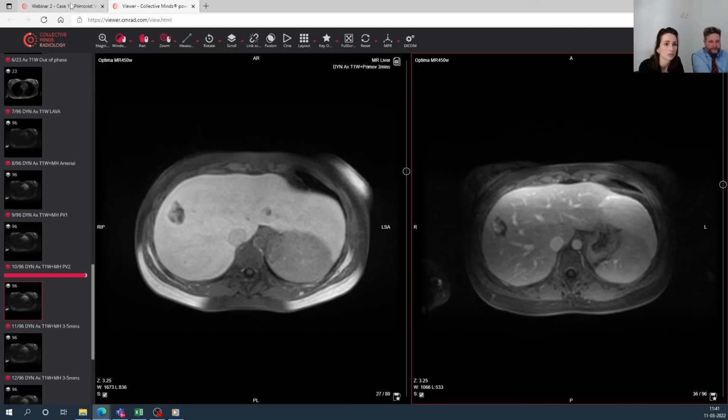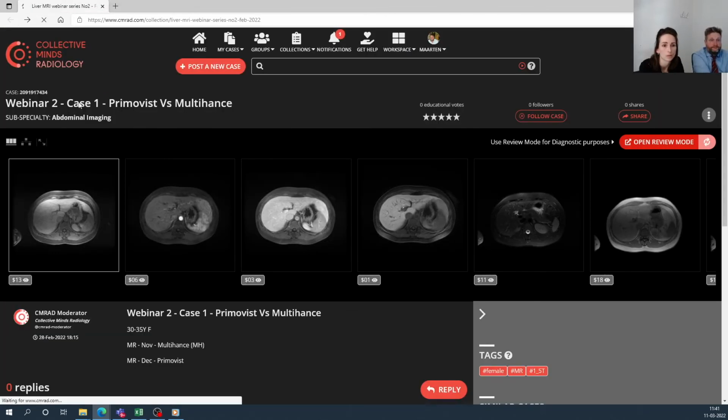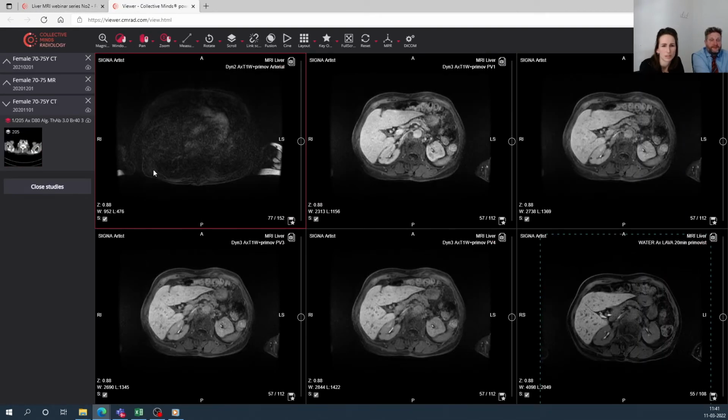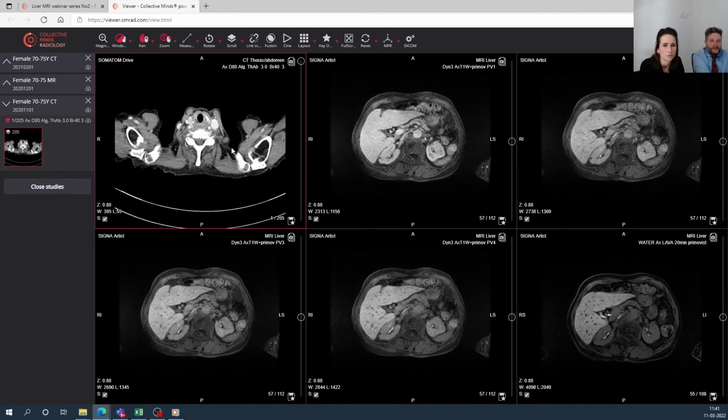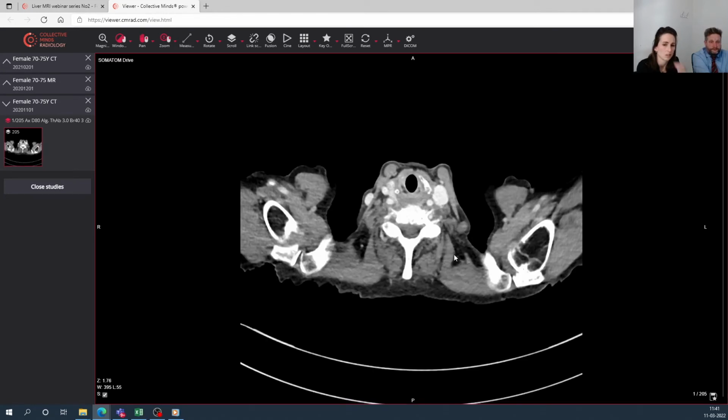Okay. Perfect. So I will open the second case now. What about this case? What's the clinical background? So this patient is 68 years old and has colorectal cancer. And the patient was included in the Camino study, which is a multi-center study in which they assess the difference of normal CT versus MRI Primovist for the detection of liver mets.